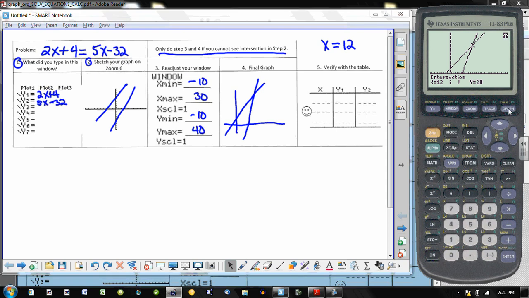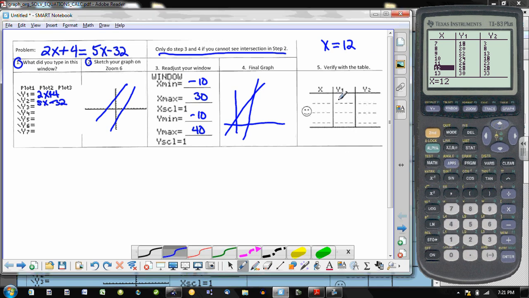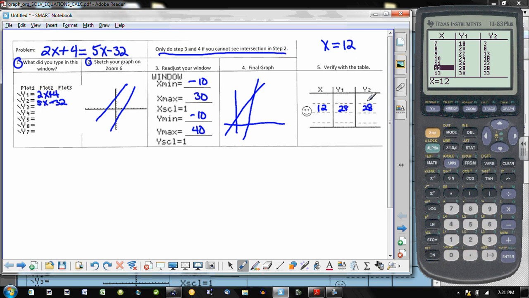And then if we look in our table, second graph, we're going to look for where y1 and y2 are equal. And it looks like if I go this way, those numbers are getting closer together. And right here, when I get to x equals 12, we see that they are the same. So again, 12 is the answer here next to the smiley face. That's x, because it makes y1 and y2 equal. And then you would just write one row above that, to let me know that you were able to read the data out of the table correctly.